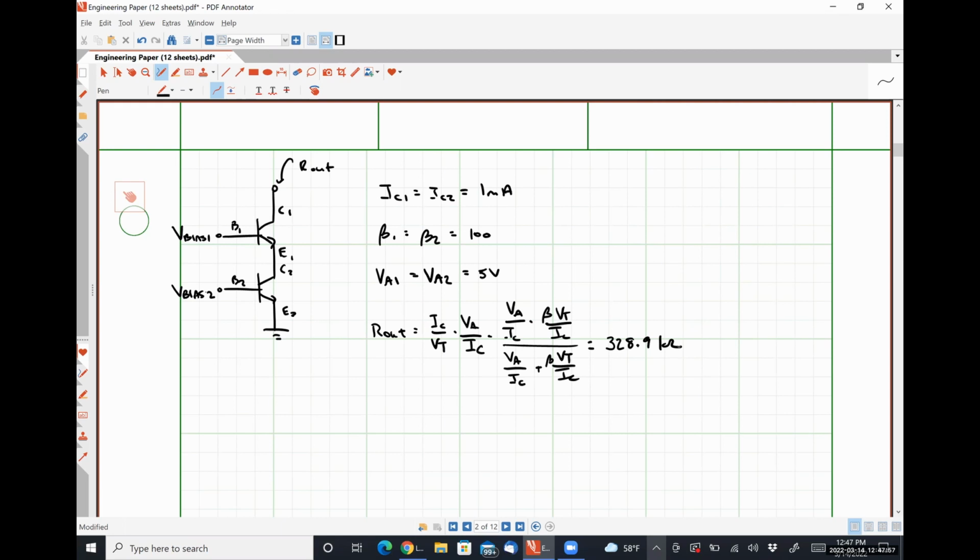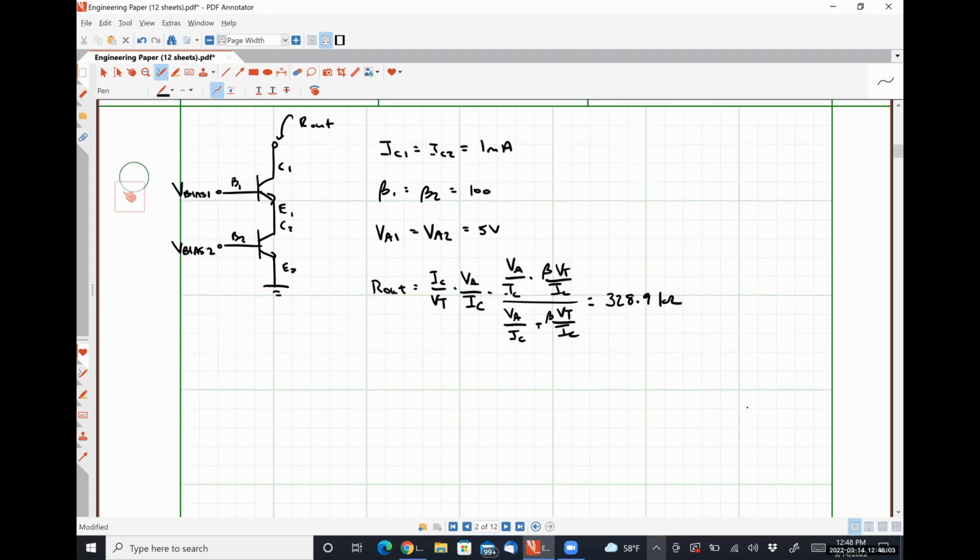Okay. So as R02 goes towards infinity, so I'm going to write this down, as R02 approaches infinity, R out goes to GM1 R pi 1 R naught 1, or beta times R naught 1. And this gives us the maximum possible output resistance we could ever see.